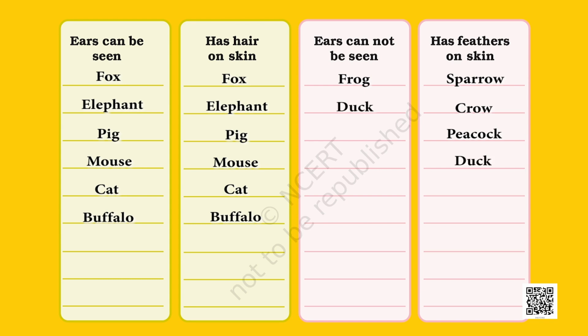Then duck. Where will you put duck? Third and last one. Yes, last one and also the third one. Okay, then next hen, again third and last column. Camel, first and second column. Lizard can be put in the third column. Cow has got hairs and it has ears, so we can put the cow in the second column, and also in the first column.